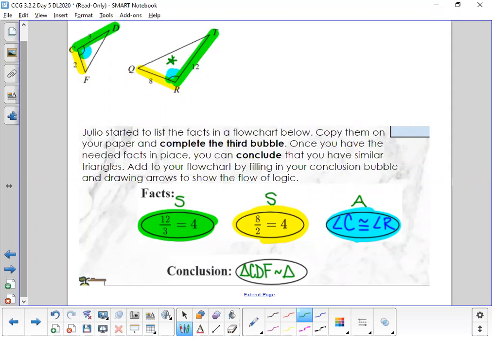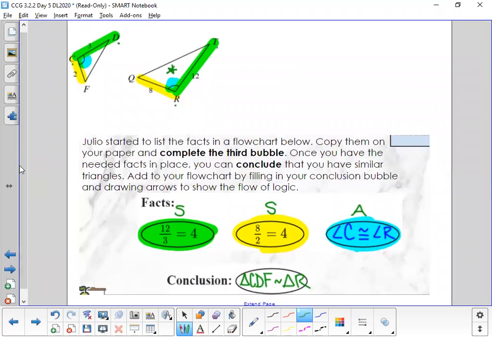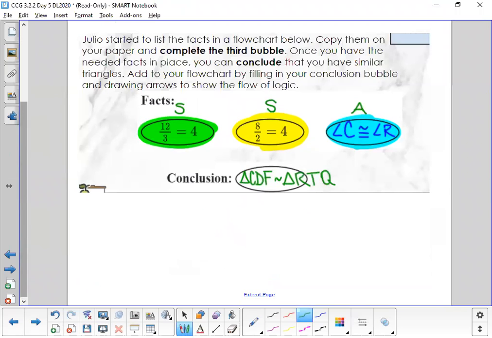So triangle CDF is similar to triangle... Angle C corresponds with angle R, so I need to write R first. Angle D corresponds with angle T, so I need to write T second. And then F corresponds with Q, so I would write Q third. Now I have my conclusion bubble.